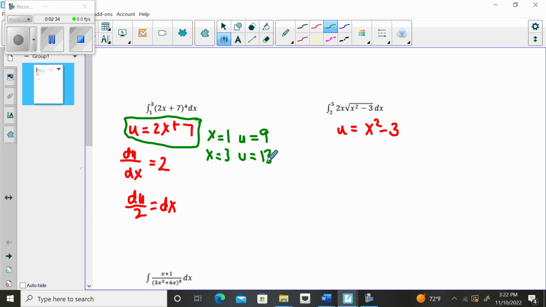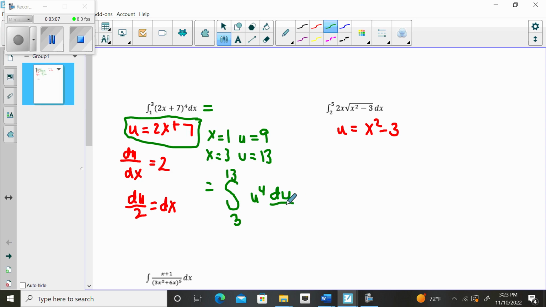Okay, next I substitute everything for its equal. So I'm going to put an equal sign and continue down here. From here to here, here's the equality. So my bounds are now u. I have u to the 4th. And dx is du over 2.